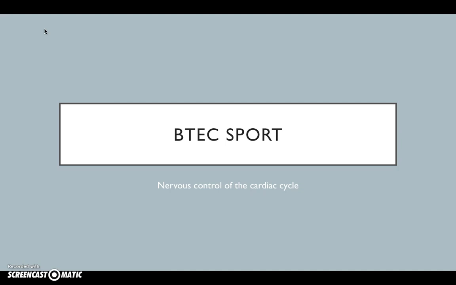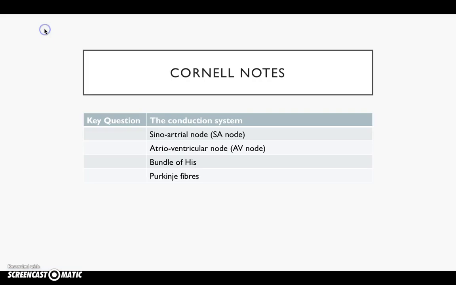So one whole heartbeat. The corner notes you're going to need are the sinoatrial node, or the SA node, atrioventricular node, the AV node, the bundle of His, and the Purkinje fibres. Now please ensure you complete this for Thursday's lesson and you actually put in some key questions that are going to help you get these as answers. So next slide I'm going to be discussing what each one of these terms refers to.